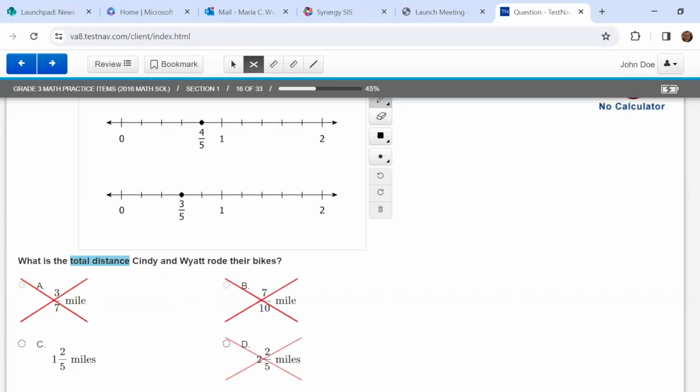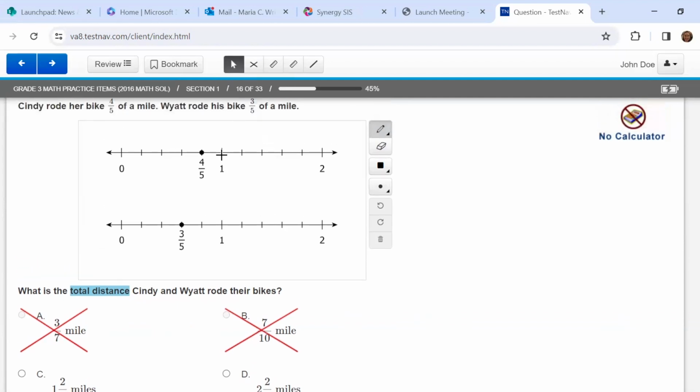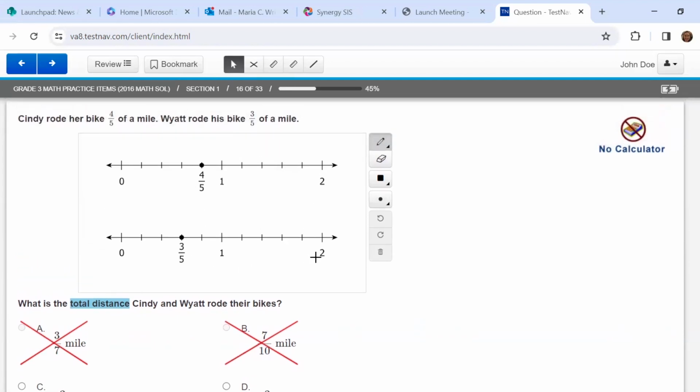My other two answers are mixed numbers. And I have these number lines here. So I'm thinking this is supposed to help me somehow. What I'm going to try to do is just add on the number line. So I'm going to start at 4/5 and I'm going to jump 3/5. I'm going to use my pointer tool. Ready? 1/5, 2/5, 3/5. Okay, so now I need to figure out where I am.